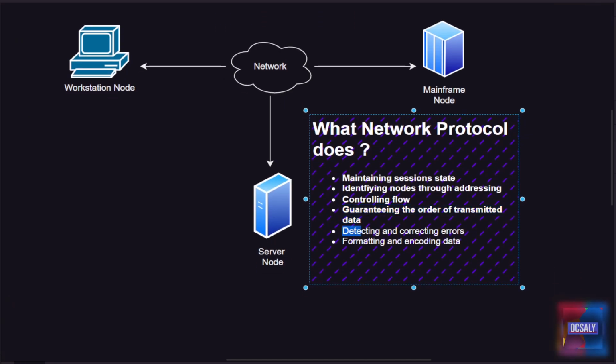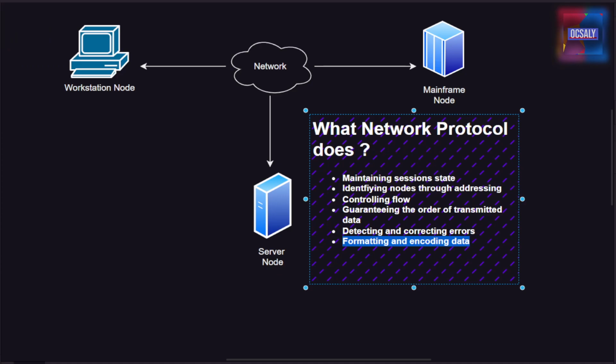We are also going to look at detecting and correcting errors. Many networks are not 100% reliable, right? Data can become corrupted, and it's important to detect the corruption and ideally correct it. And lastly, formatting and encoding data. The data isn't always in a format suitable for transmitting on a network, and the protocol can specify ways of encoding data, such as encoding English text into binary values.